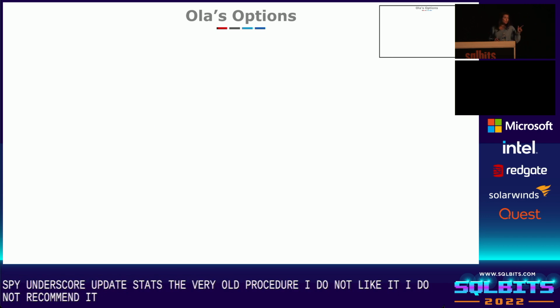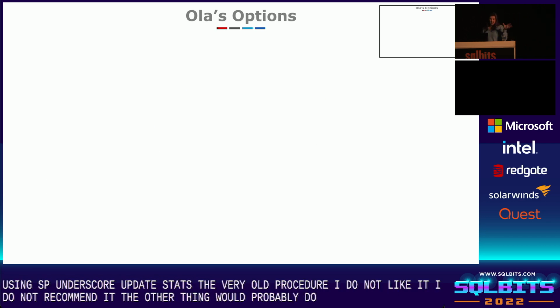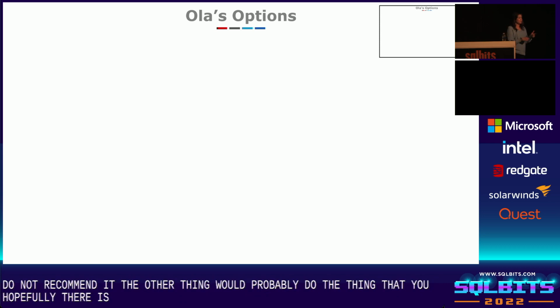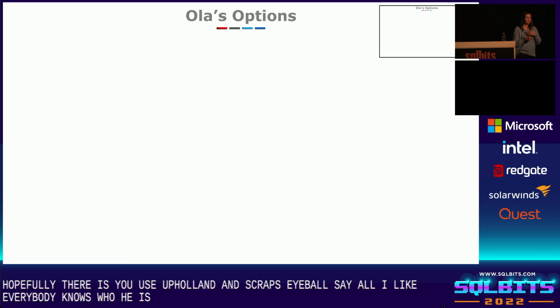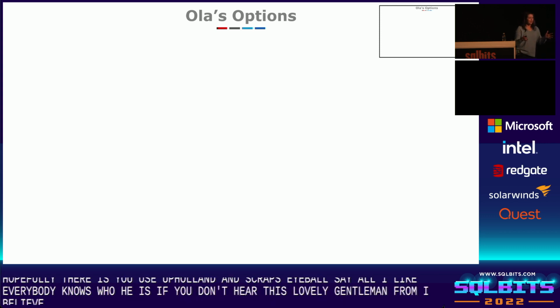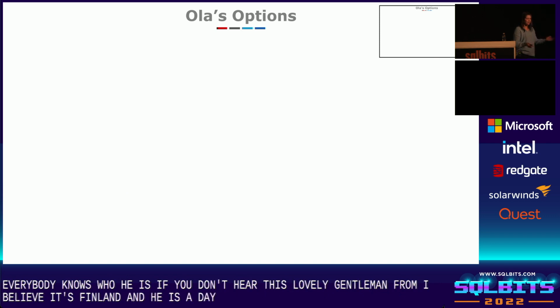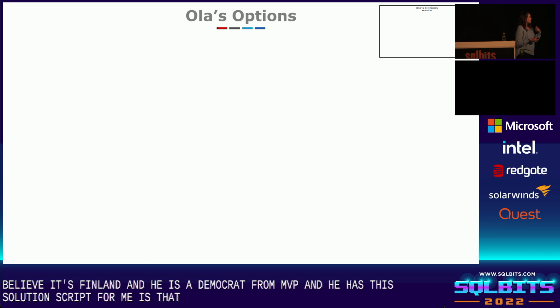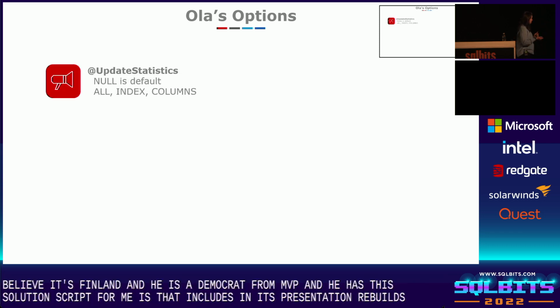The other thing you probably do, or the thing that you hopefully do, is you use Ola Hallengren's script. I say Ola like everybody knows who he is. If you don't, he's this lovely gentleman from, I believe it's Finland, and he is a data platform MVP, and he has this solution script for maintenance. That includes index fragmentation, rebuilds, statistics.